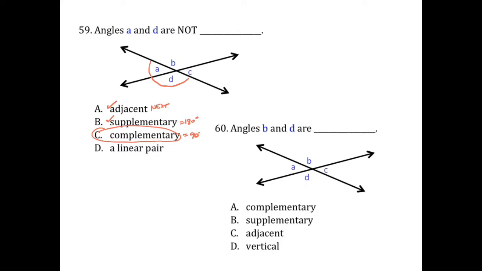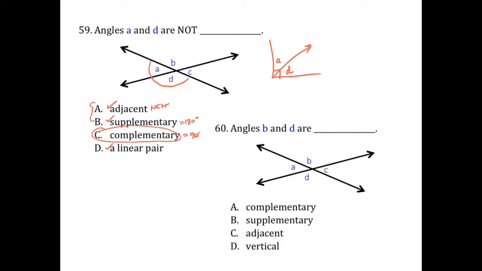They're not complementary. D says a linear pair. Well, a linear pair is a combination of A and B, adjacent and supplementary, so they do that. So the correct answer is C. A and D are not complementary angles. Complementary angles would be like here's A, here's D. Those would be complementary because they add up to 90 degrees.